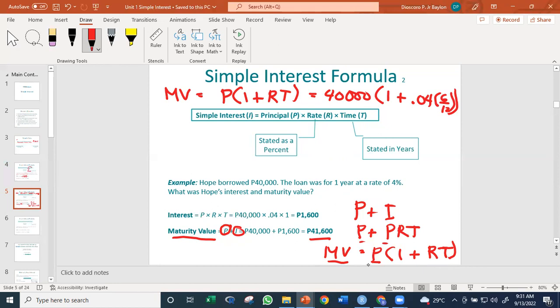Any questions about this formula? The maturity value is the product of your principal times the factor 1 plus RT, which is just the same as adding your principal and your interest. Any questions, guys? Okay, let me put it another way. Clear so far? Is our explanation clear about the computation for the maturity value?